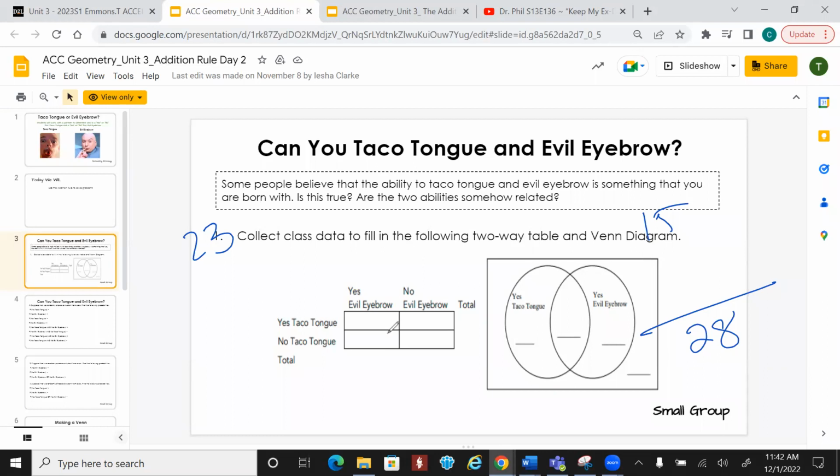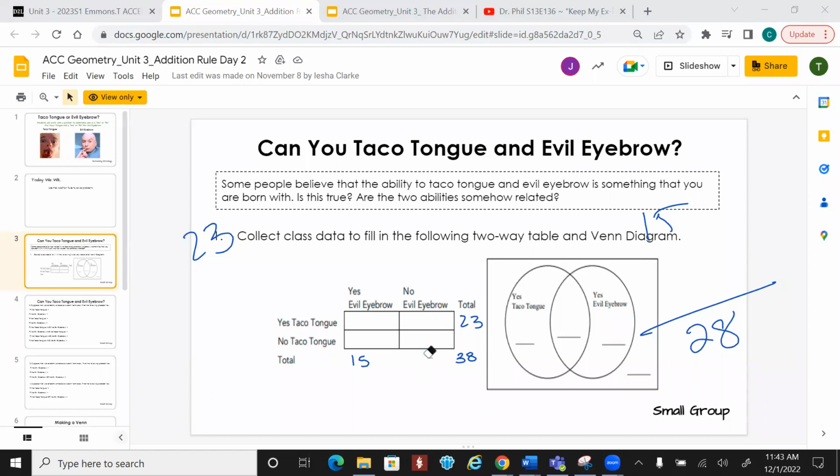So what we did was out of the total, we had 23 that could taco tongue and then 15 that could evil eyebrow. Okay, who could not do either? Who could not do either? Wow, Elizabeth. That's tough. Oh, there's two people. Awkward. Okay. Two people.